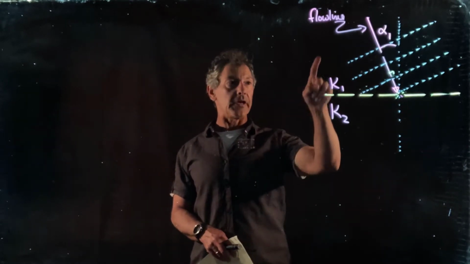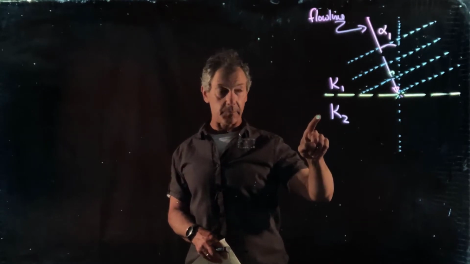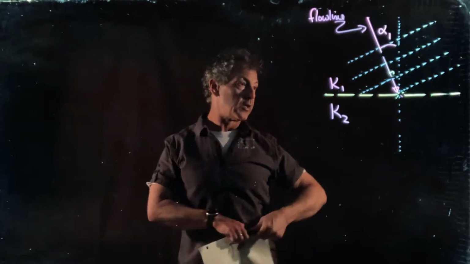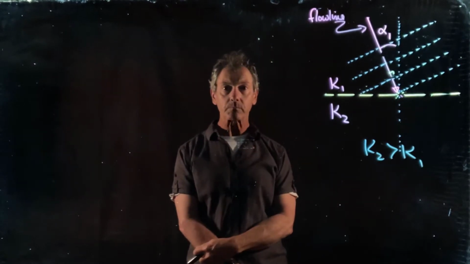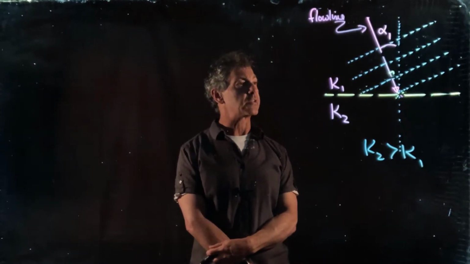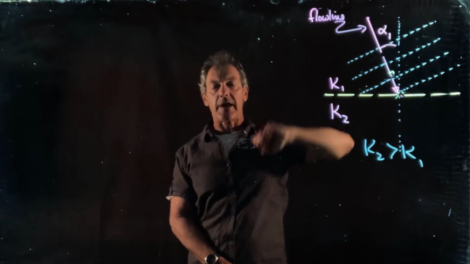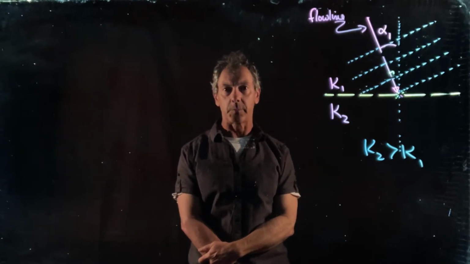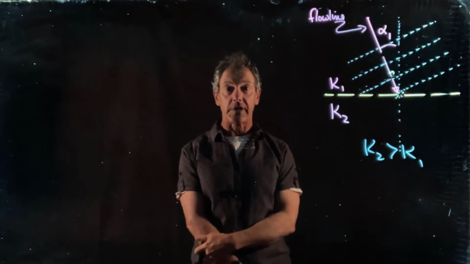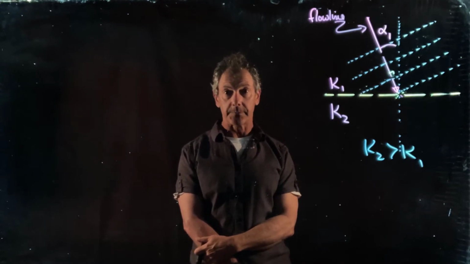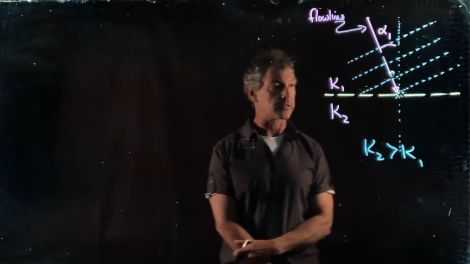So I've got two different layers, K1 on the top, K2 on the bottom. So hydraulic conductivity of one layer on the top, hydraulic conductivity on the bottom. And we're going to assume, for this case, that K2 is greater than K1. OK? So let's think about what would happen in this case. We have a flow line heading toward this interface. It is at an angle of alpha 1 relative to the perpendicular. And then I've drawn in a bunch of equipotential lines that we know, of course, have to be perpendicular to the flow line. So let's think about what happens to these equipotentials first, right?